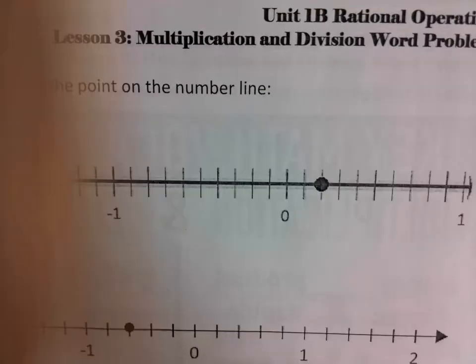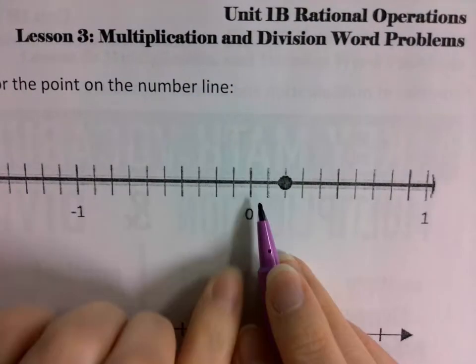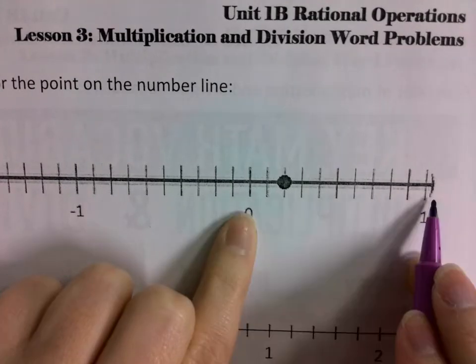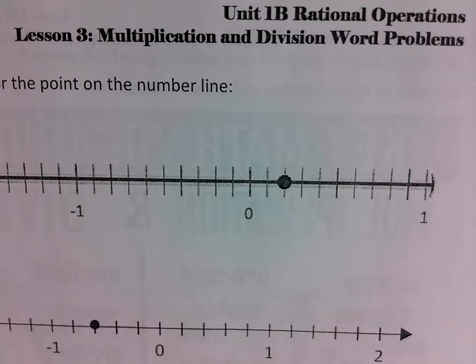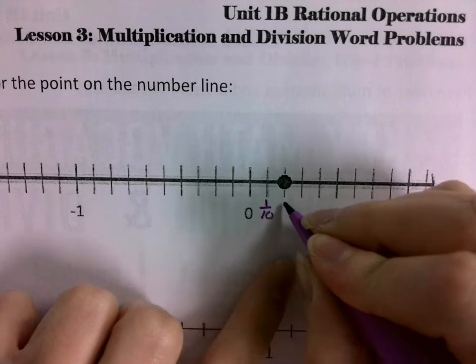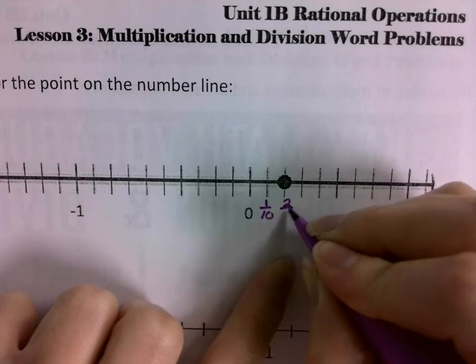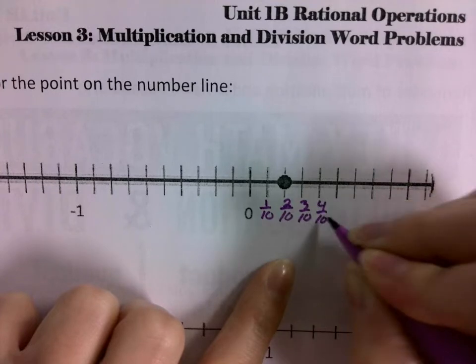How many markings does it take to get from 0 to 1? Who can tell me? From 0 to 1, what are we counting by? Tenths, right? It's going by tenths. So that means this is 1/10. This is 2/10, 3/10, 4/10, and so on and so forth. I can stop though because I've now found out what this marking is going to be.